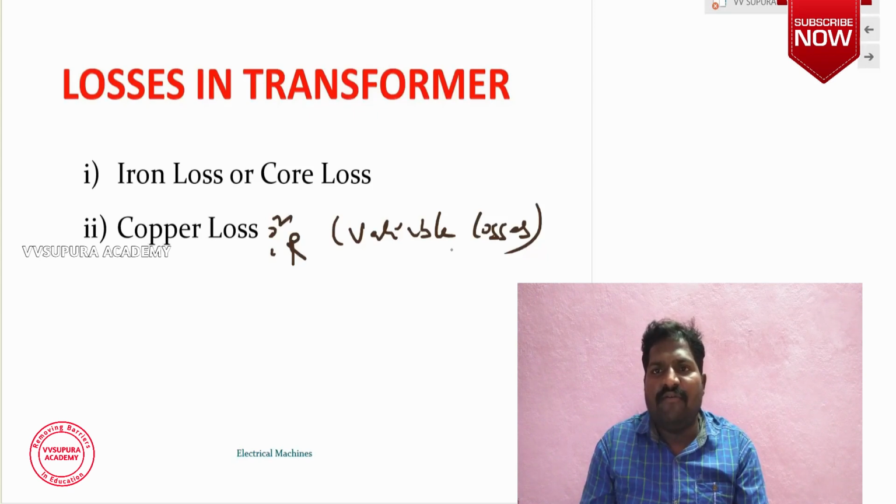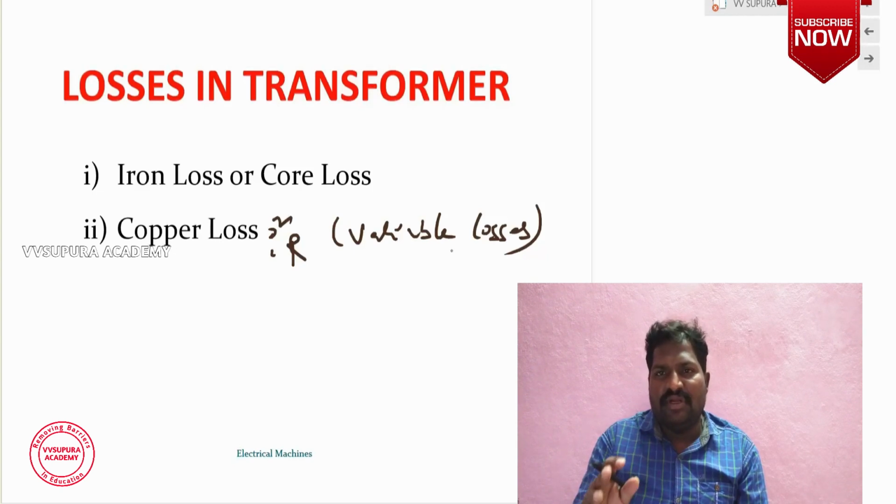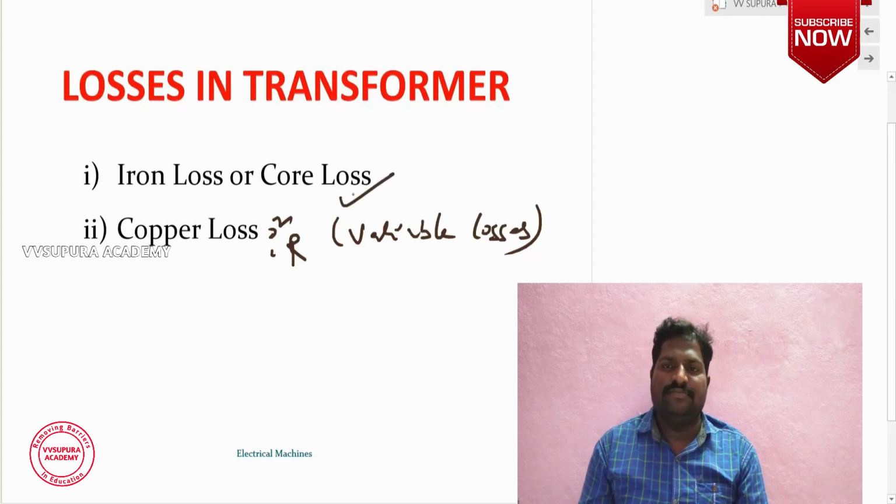When the 1/4 load is connected, the current is not equal to the full load current. So it is a little bit less, so that the losses may be less. That's why it is called variable losses. And iron losses are core losses.